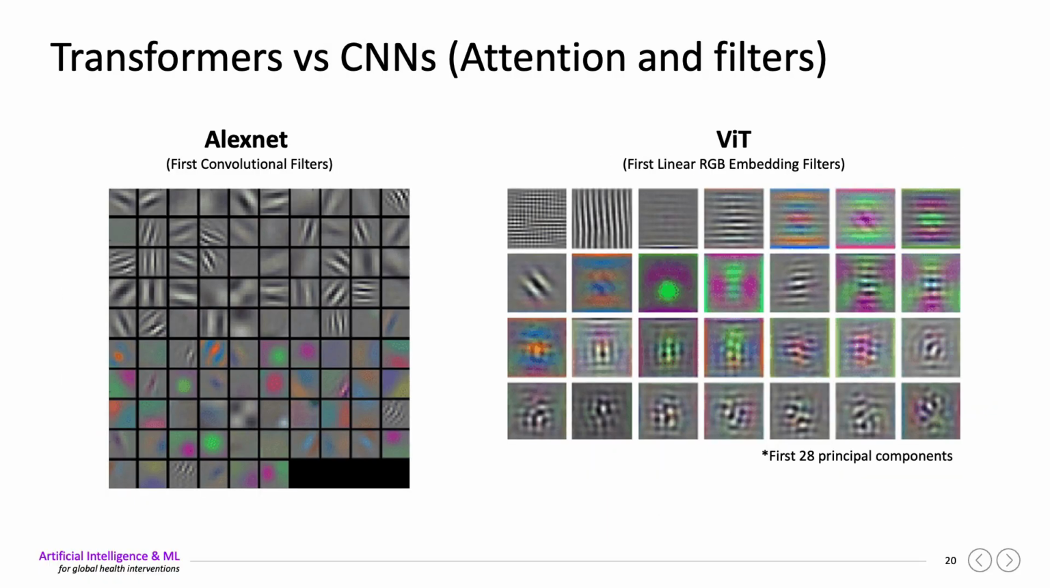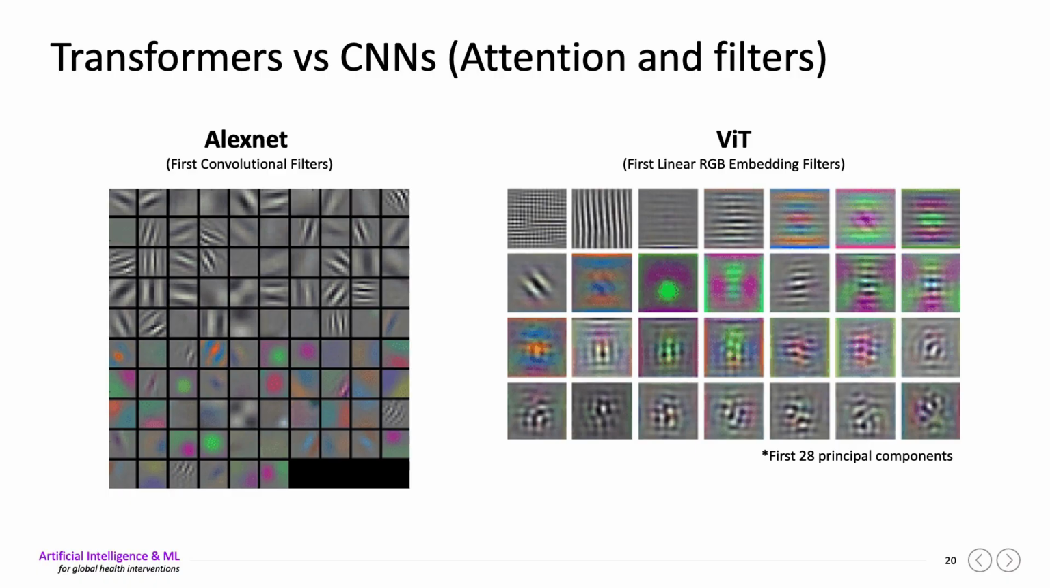The same principle applies to patch embeddings in vision. Semantically similar patches end up close together in the learned space. This slide directly compares transformers and CNNs by visualizing their learned filters. On the left are the first convolutional filters of AlexNet, showing the familiar oriented edges, color blobs, and Gabor-like textures that a CNN learns in its first layer.